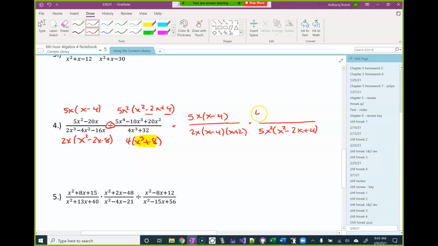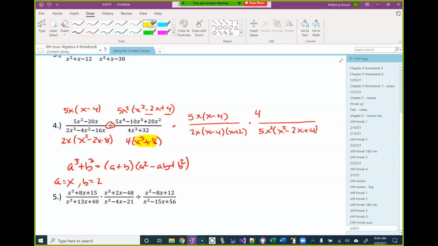And now we have to worry about this x cubed plus 8 piece. So if you remember from chapter 5, that's going to be the tool I'm going to use to factor this. So I noticed that x cubed would represent a value for a of x, because x to the third is x cubed. And my b would have to be 2 because 2 to the third is 8. Is everybody okay with that as I'm matching x cubed plus 8 with a cubed plus b cubed?